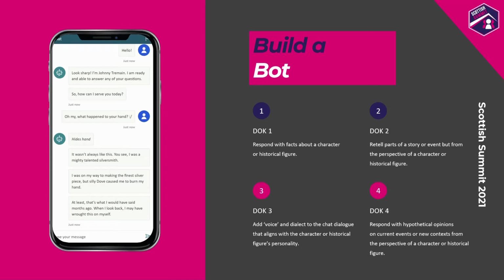Depth of knowledge 2 is retelling parts of a story from another character's point of view. So you might choose to create a bot from somebody who's not the protagonist, maybe the antagonist. That would be interesting, right? Depth of knowledge level 3, adding voice, making those characters or historical figures come alive with voice and dialect.